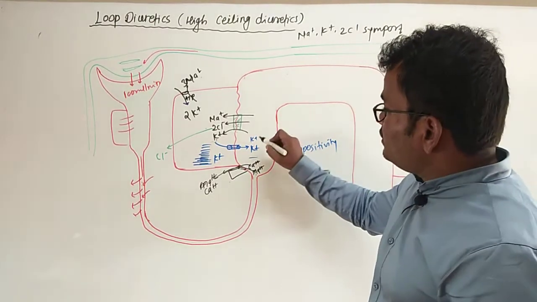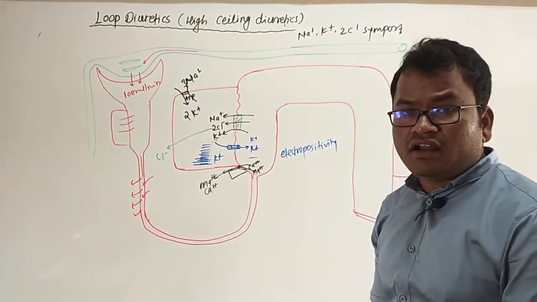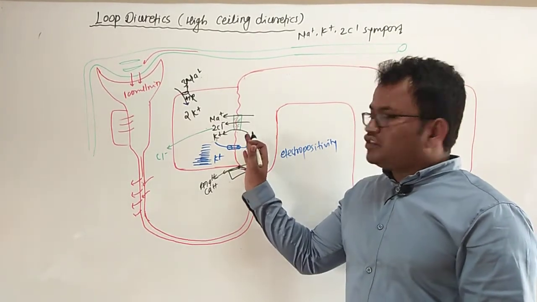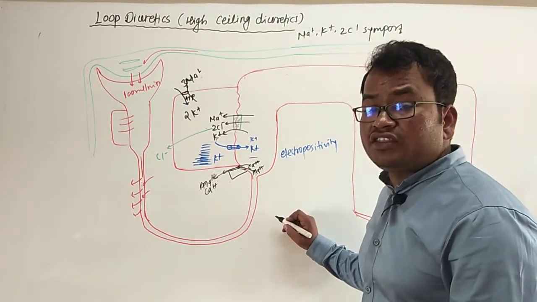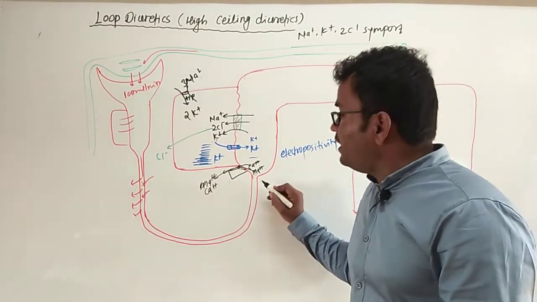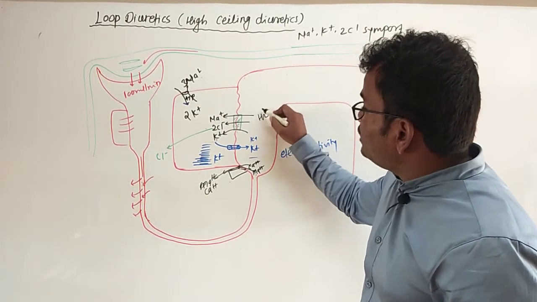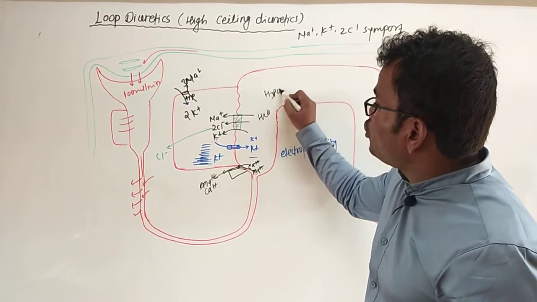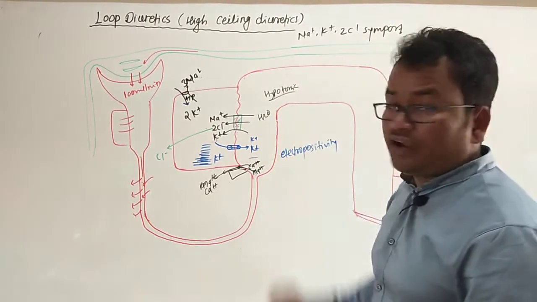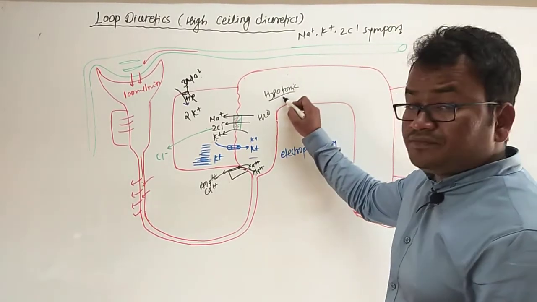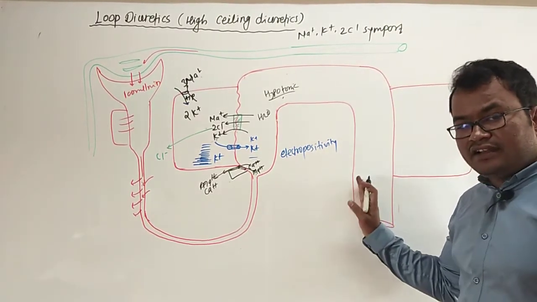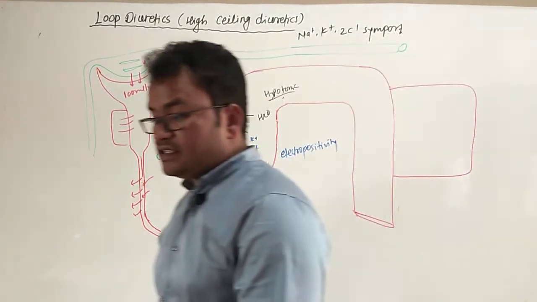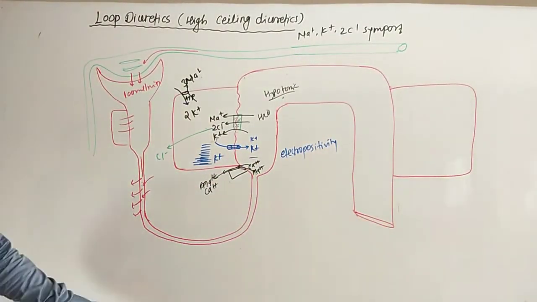Okay, so the maximum amount of salts is reabsorbed in this thick part of the ascending limb of loop of Henle, hence here there is only water, and this filtrate becomes hypotonic. Got it? Next, this water is reabsorbed later in the collecting duct in the presence of ADH. Okay, so this is the normal functioning of the nephron.